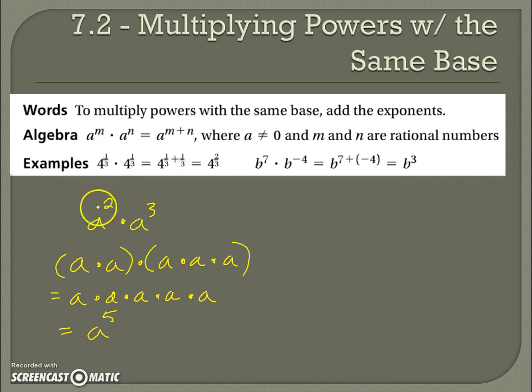Think about the relationship here between 2 and 3 and then coming down here to the 5. How do you get from a 2 and a 3 to a 5? Well, you add them. So that's where this rule comes from. That's why it works. So let's keep going here.